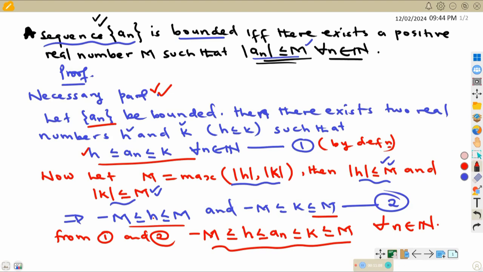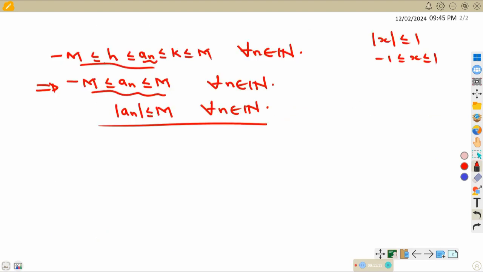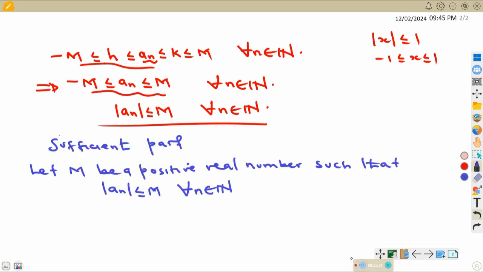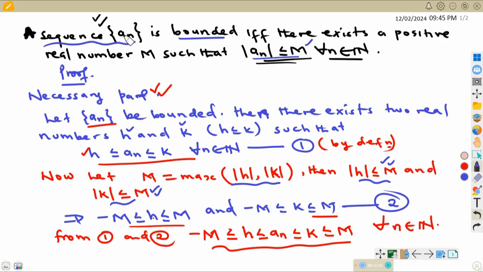So let us look at the second part. That is what we call the sufficient part now. For the sufficient part, we shall begin with the converse. This is the converse part. Now, we are saying that a sequence, this is bounded. Remember, we started with this. We showed that this is true. And again, we are starting with this part. That is the converse part.